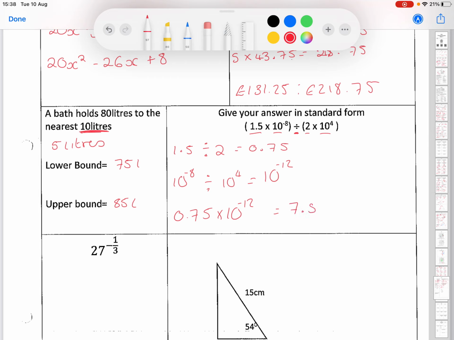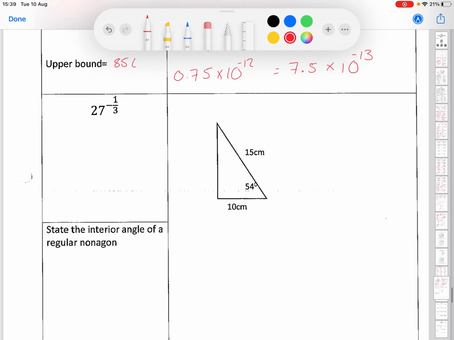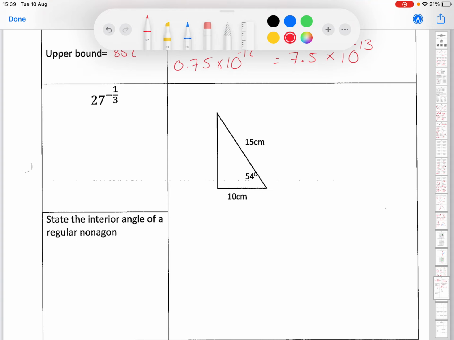However, we can't have 0.75. We've got to change that. We've got to move our number to the left. It's got to be 7.5 times 10 to the power of. Now, when we're moving our number to the left, we need to subtract 1 from the power. So we've got minus 12, take away another 1, gives us minus 13. Be very careful, it's negative.